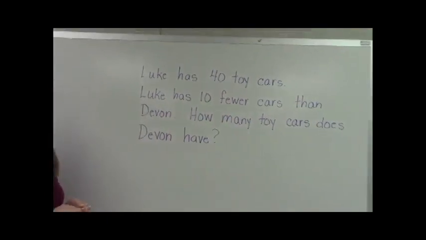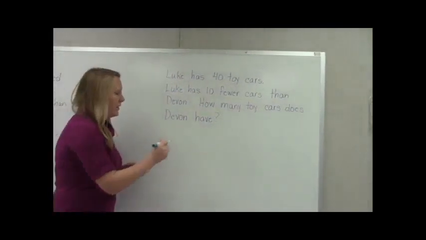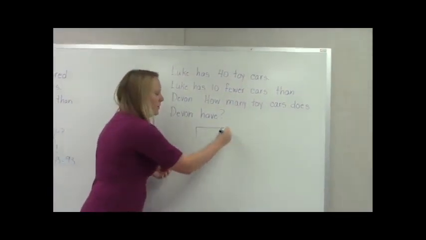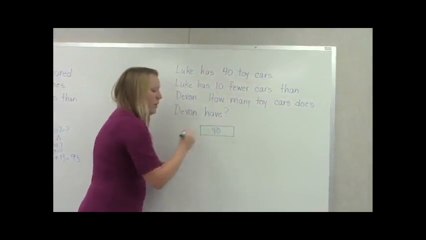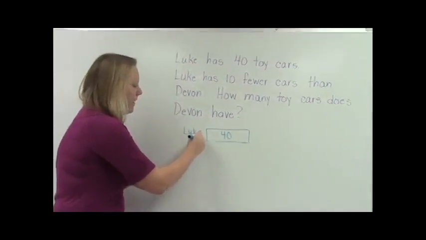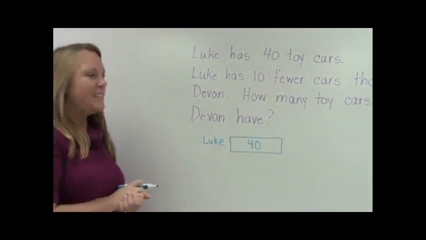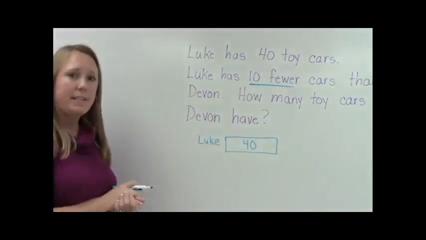So now let's look at the first sentence. Luke has 40 toy cars. This problem tells us how many cars Luke has, which is 40. Draw my bar, label with 40, and his name. Then it says Luke has 10 fewer cars than Devin.